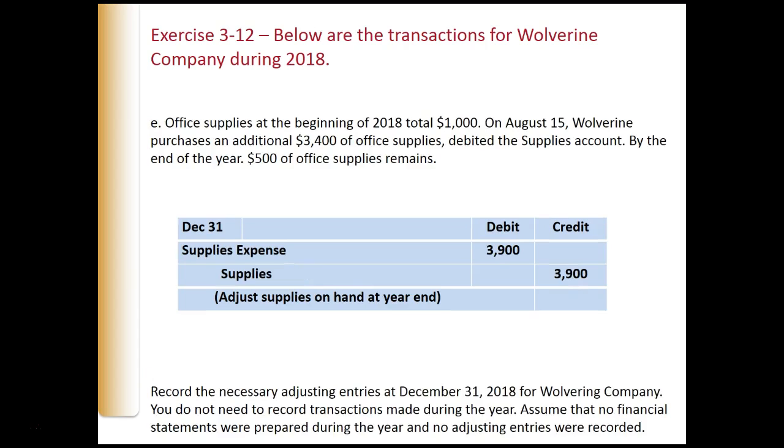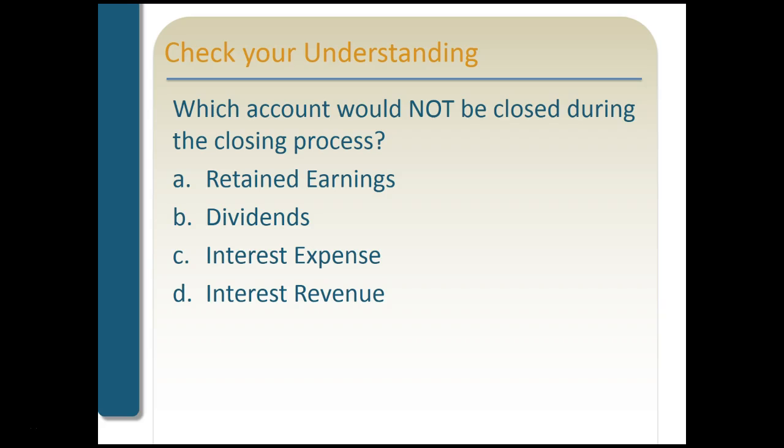Office supplies were used up, so we purchased $3,400 more of office supplies in August, debited the supplies account. We only have $500 of office supplies remaining. We have to show all that was used, so we increase our expense, reduce our asset. Which account is not going to get closed out during the closing process? Remember, permanent account would be retained earnings.